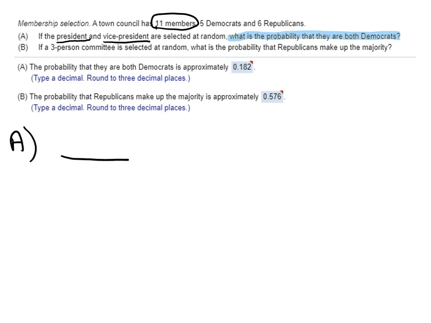Because you're choosing specific positions, this problem is a permutation. So it's going to be 11 members, and I need permutations of 2 people. The numerator will be what's the probability that they are both Democrats. There are 5 Democrats, so it's going to be a permutation of 5P2.